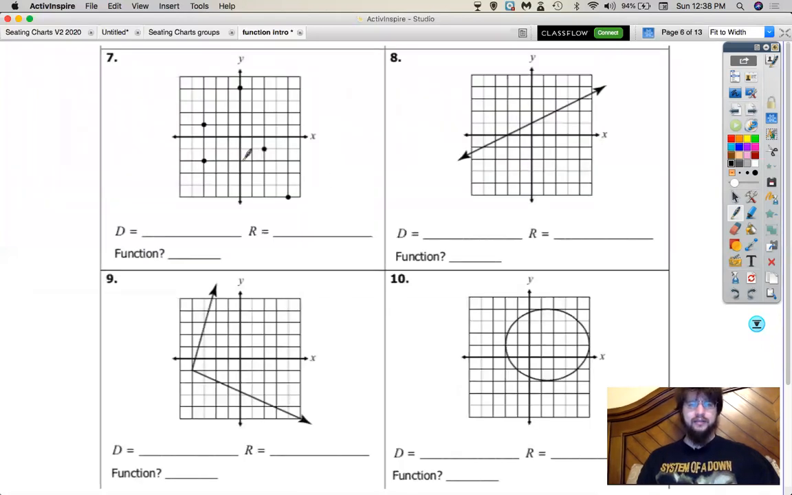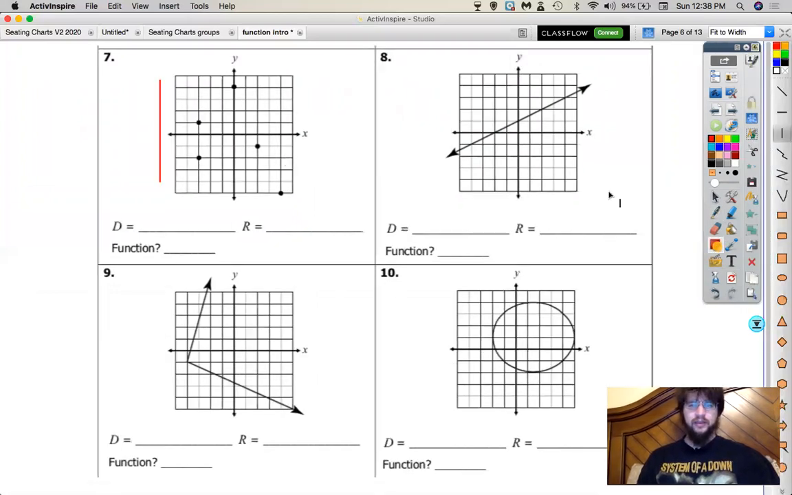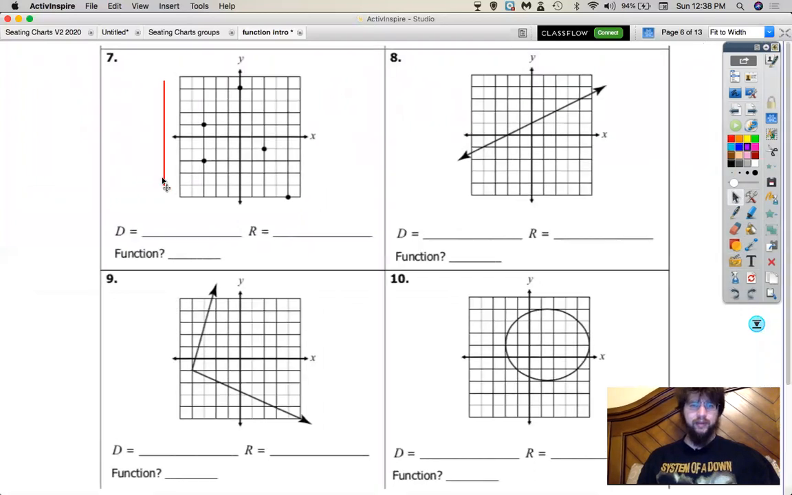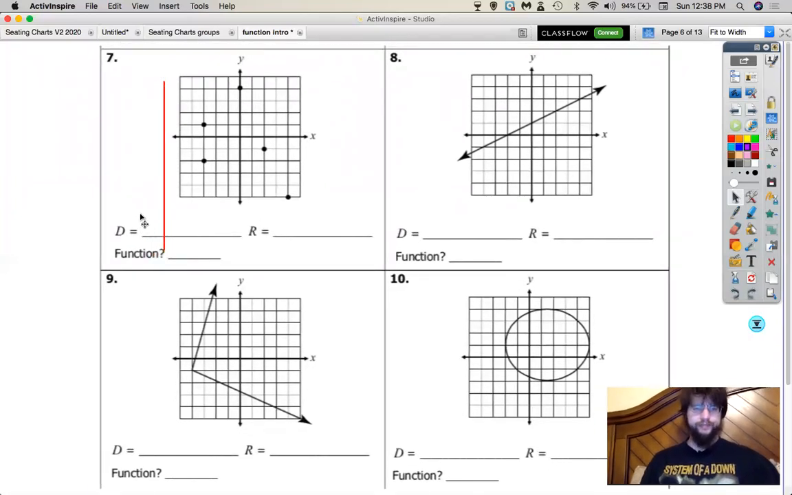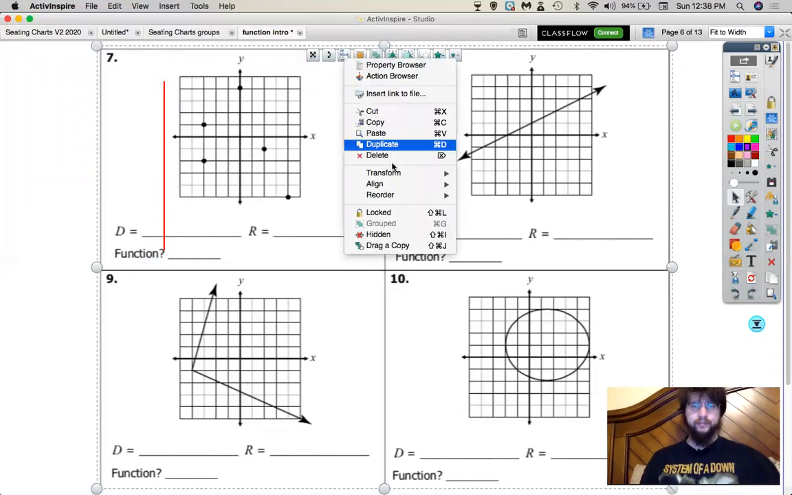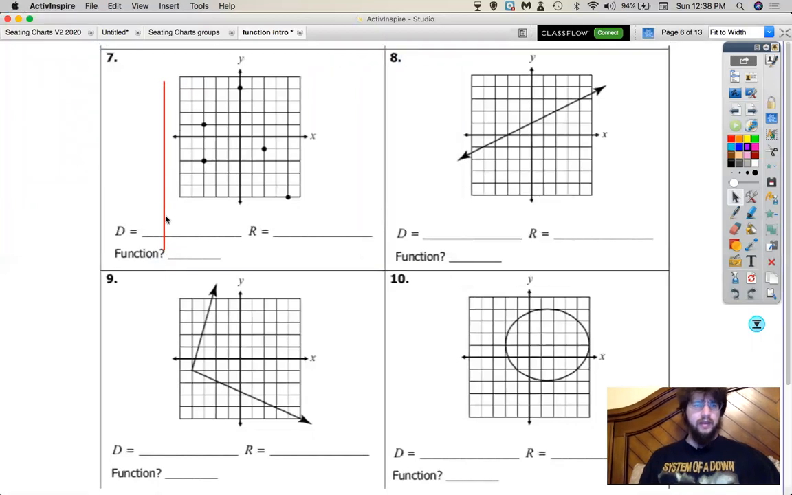Okay, here's a discrete set of numbers. Remember, if we're looking at a graph, you can use your vertical line test. Now you make a bigger vertical line. Let me lock that. If I'm going through here, that's good, that's good, that's good, but right here is a failure. So just by looking at the graph, the vertical line test, we can tell this is not a function.